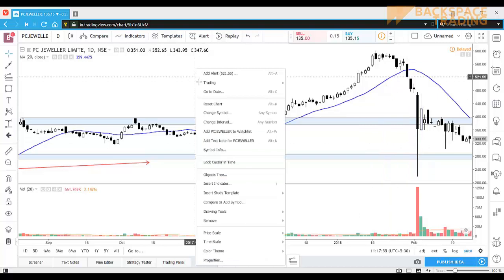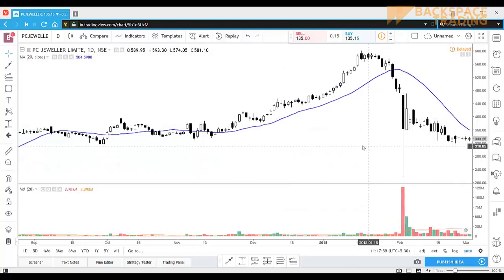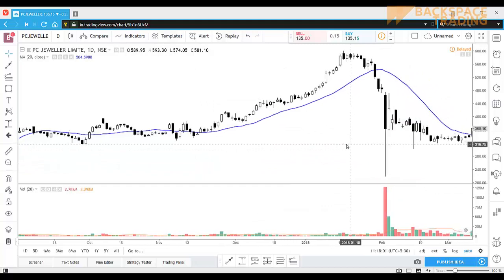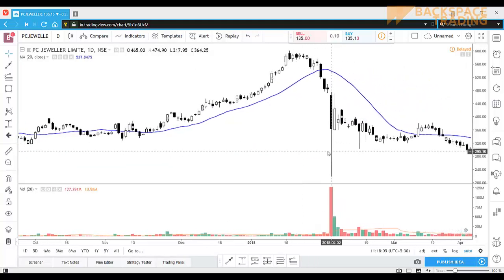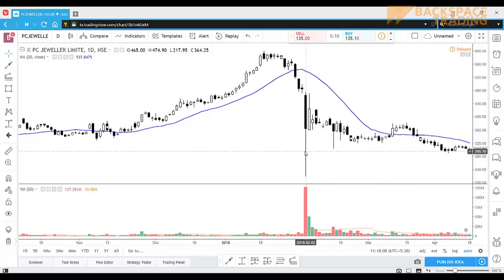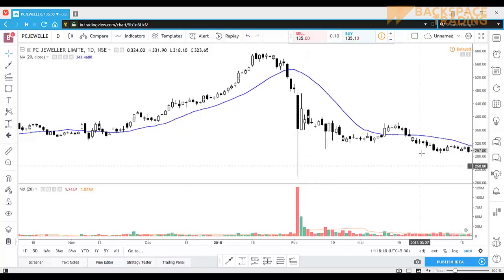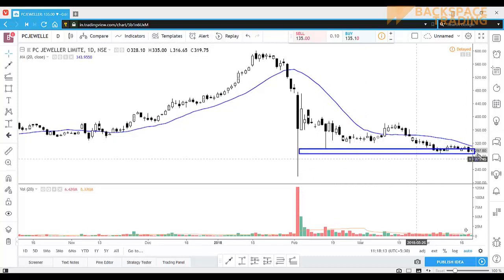Now PC Jeweler worked out twice. Let me show you how. What do you see over here? Price is in downtrend, right? What exactly do you see? The 20 is declining, right? And price is stagnant for some time at this level, but price is making lower highs every time.